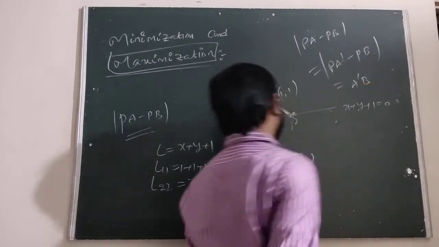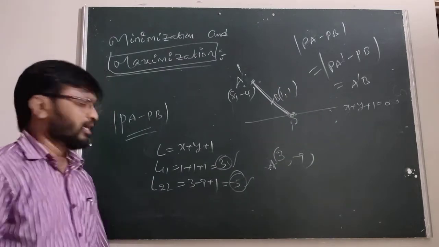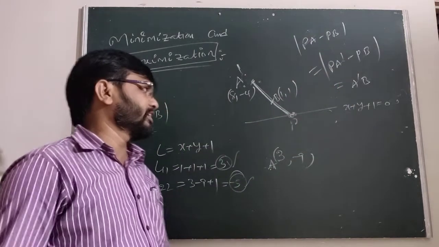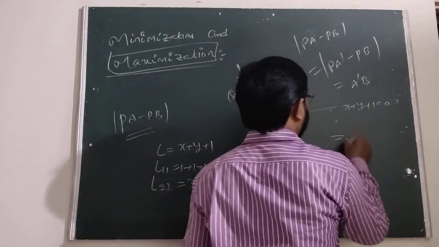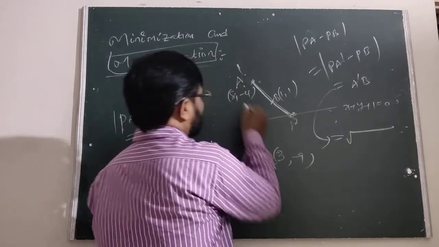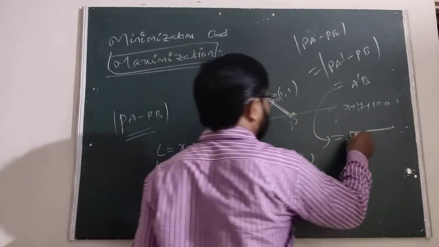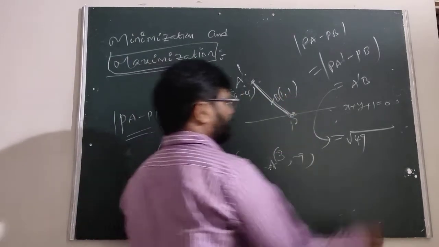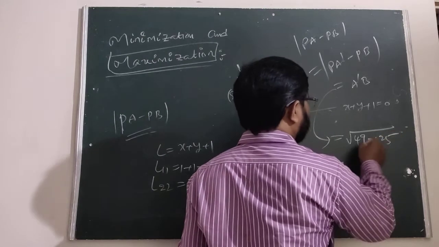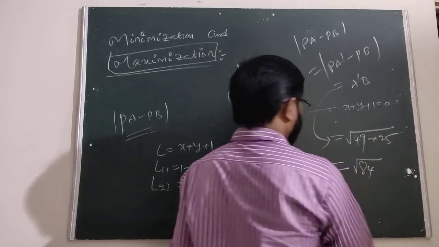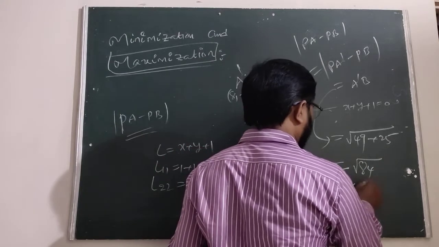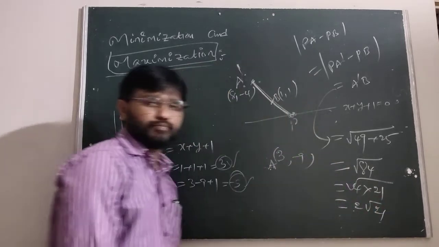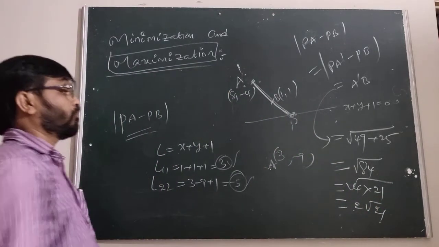A dash B means the distance between the 2 points. The maximum distance of PA minus PB is A dash B. That is under root of x2 minus x1 whole square, 8 minus 1, 7 square is 49, plus minus 4 minus 1, minus 5 whole square is 25. Now this is 84. 84 is the answer. Now 4 into 21, so this is 2 root of 21. How to find the point on the line?